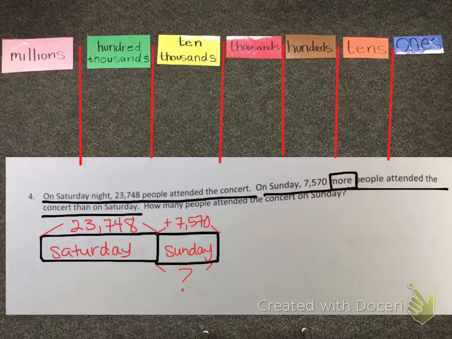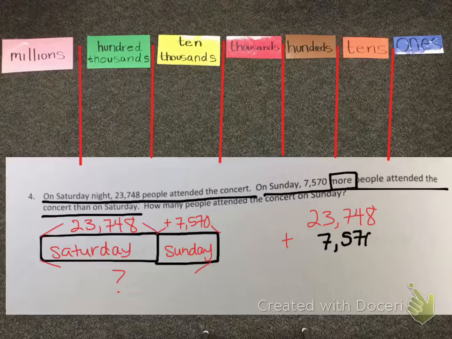So the total amount for Sunday. We're not quite sure because actually we had to combine. We have to combine these two. All right? So you are adding 23,748 plus 7,570. Okay? So you'll be adding those two.